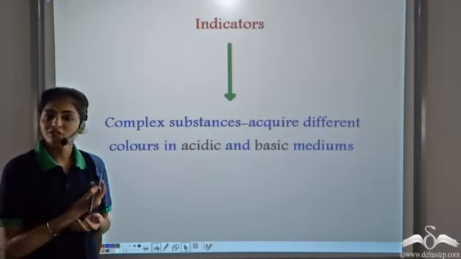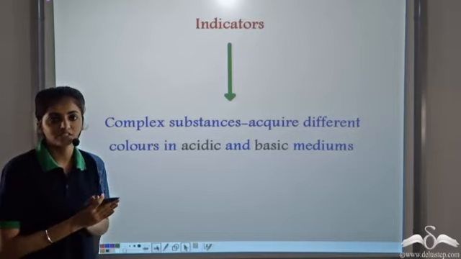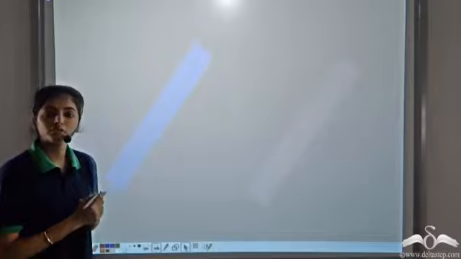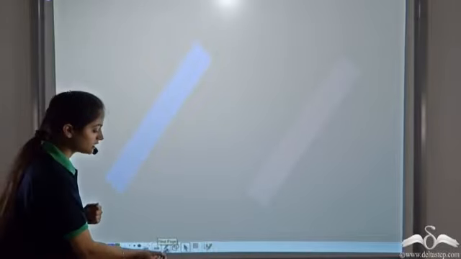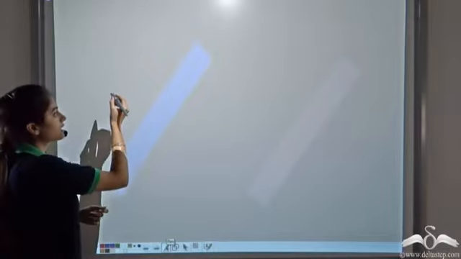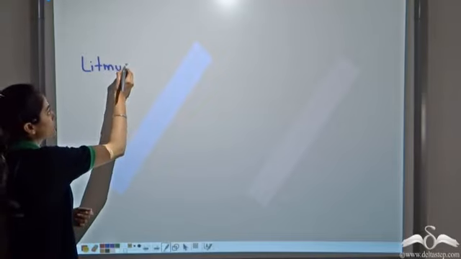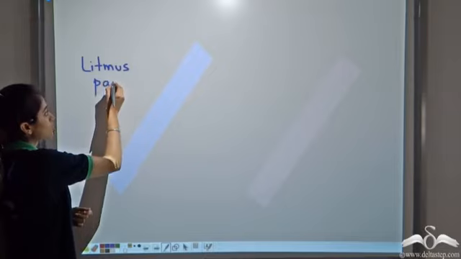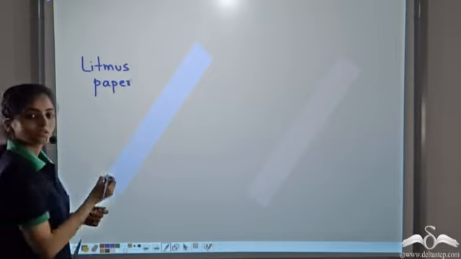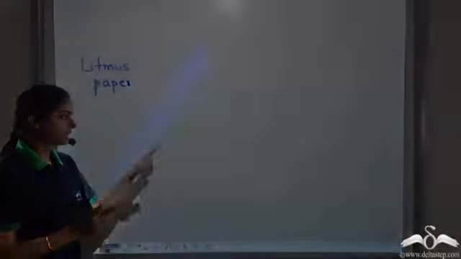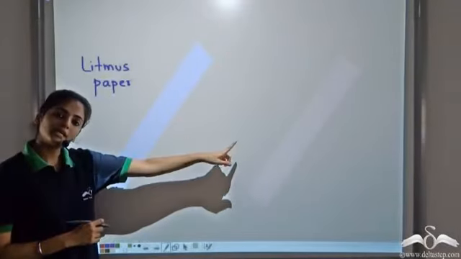Now in the laboratory, we obviously cannot use this concentrated red cabbage solution. So we use special papers. These sheets or strips are known as litmus paper. There are 2 types of litmus papers used in the laboratory: blue litmus paper and red litmus paper.